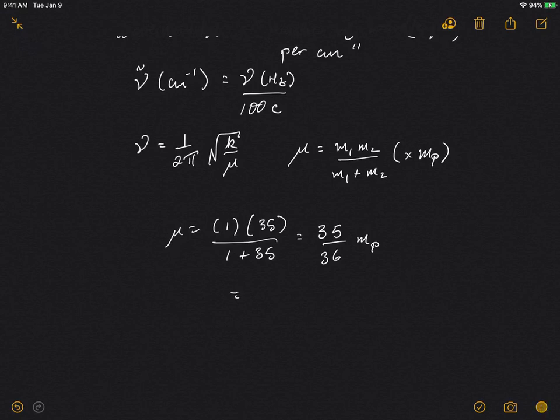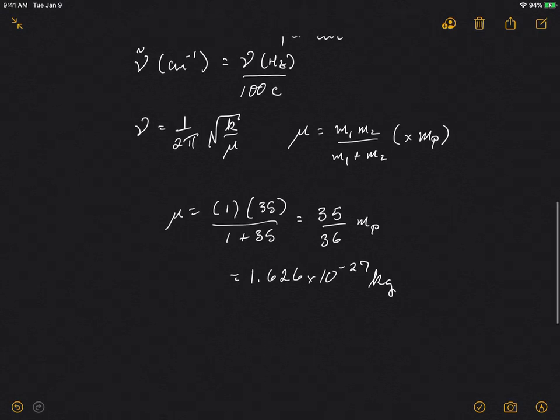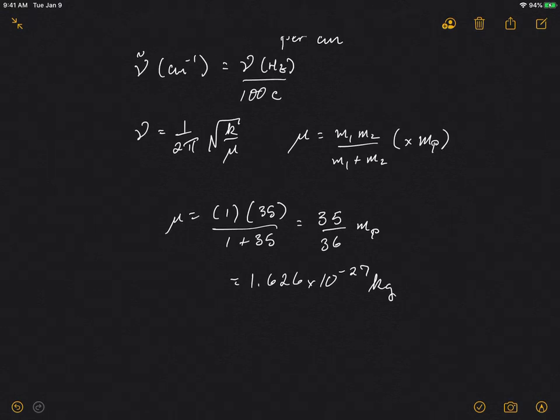So we should end up with a number that's close to 1.626 times 10 to the minus 27 kilograms. It's very important at this point that our mass should be in SI units, in the base SI unit of kilogram, in order for this to work.